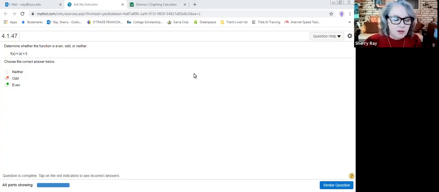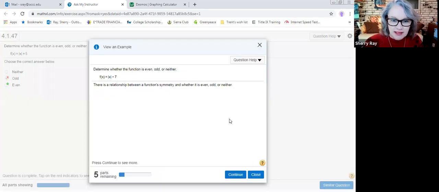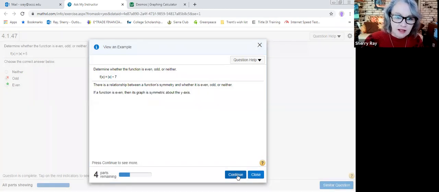So this is a problem about even and odd functions. What I did was I noticed that when I went to question help and view an example, here's the problem. It mentions that you can determine whether or not a graph is even or odd based on the symmetry, but so it's like, okay, great. Well, let's look at the graph. Even functions have y-axis symmetry. Odd functions have origin symmetry.